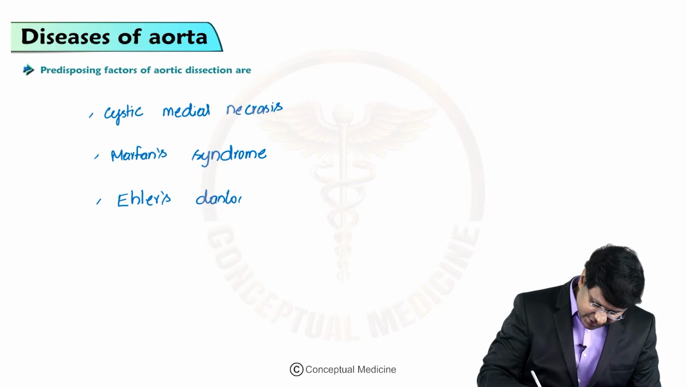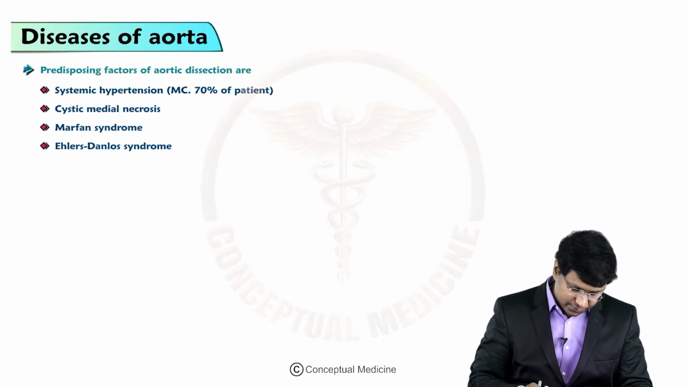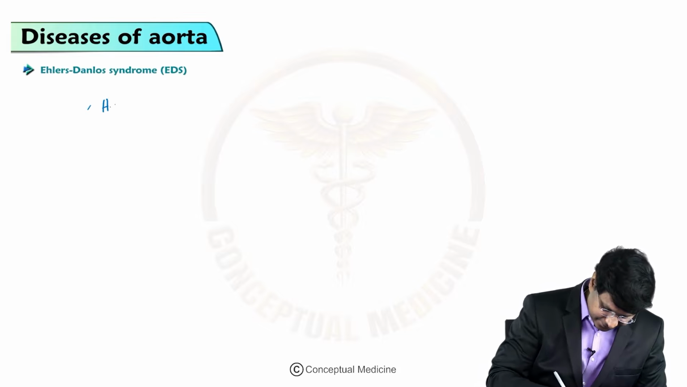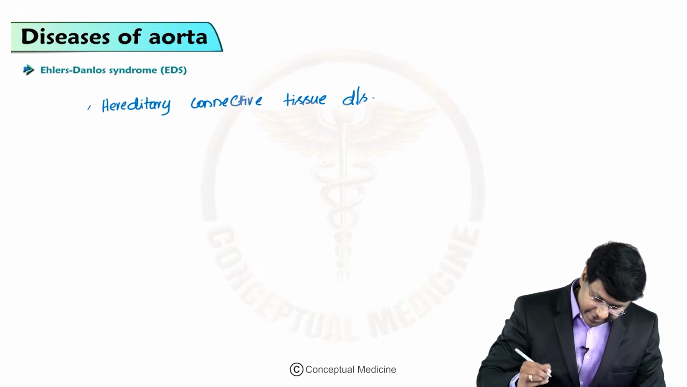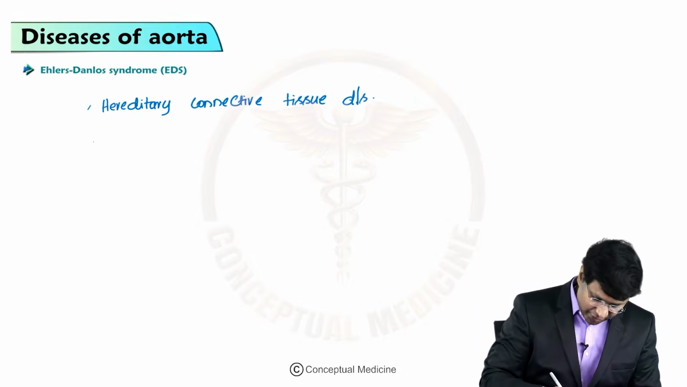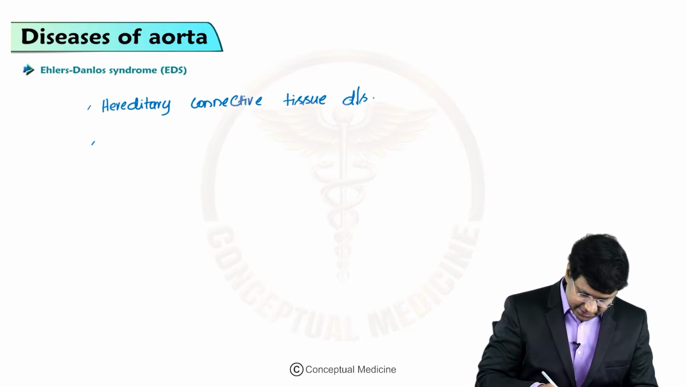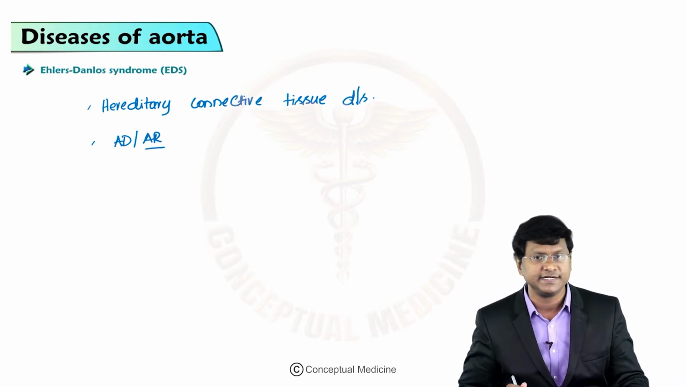Now, let me discuss a few points related to Ehlers-Danlos syndrome. Ehlers-Danlos syndrome is a hereditary connective tissue disorder. And what is the type of inheritance? Let me tell you, we have many variants of Ehlers-Danlos syndrome, and the type of inheritance is either autosomal dominant or autosomal recessive. What those variants are, we will discuss.